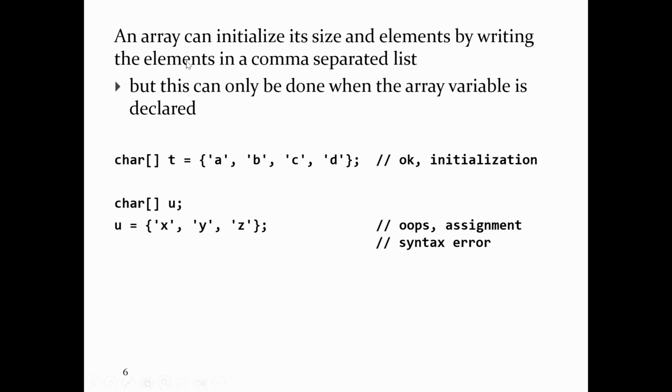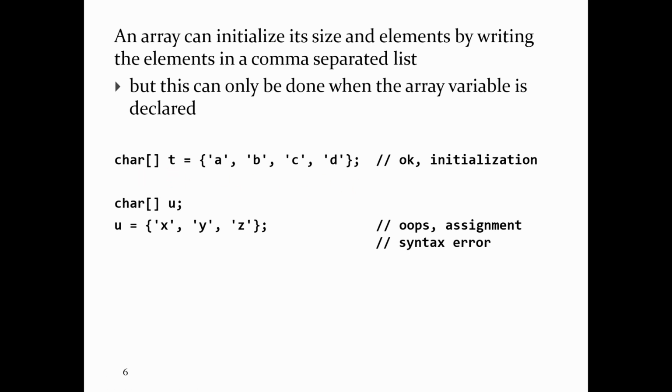So an array can initialize its size and elements by writing the elements in a comma-separated list, just like that. But that's called initialization, which is different than assignment. I think most programmers, when they learn a language, look at the equal sign and say, oh, that's the assignment operator. That's not exactly true. When you create a variable, and you use the equal sign, this is called initialization. Initialization is different than assignment.